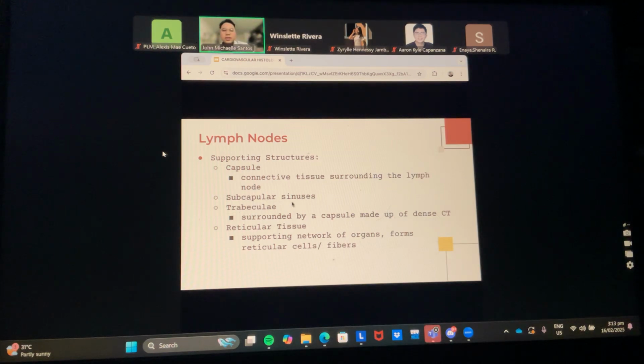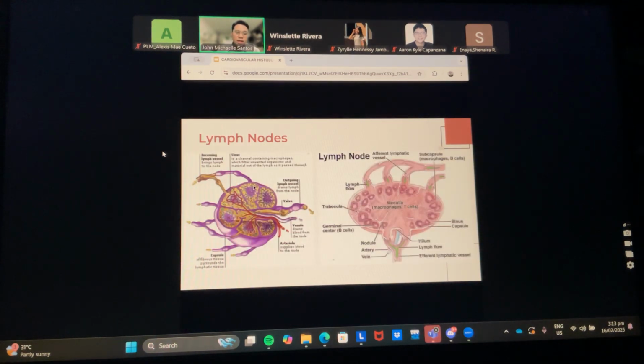So the supporting structures, you have your capsule surrounding the lymph node. You have your subcapsular sinuses, your trabeculae, which is made up of dense connective tissue, and your reticular tissue, which supports the network of organs and forms reticular cells or fibers. So again, this is your lymph node.